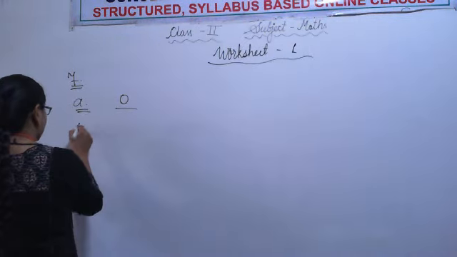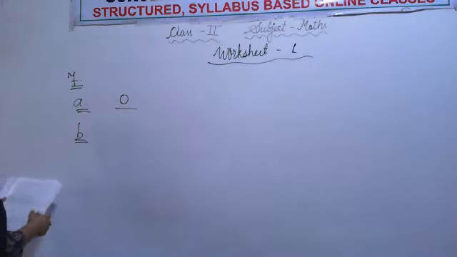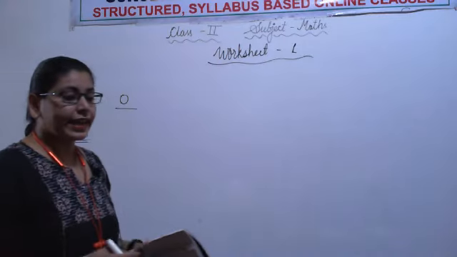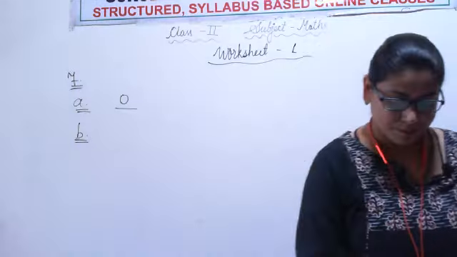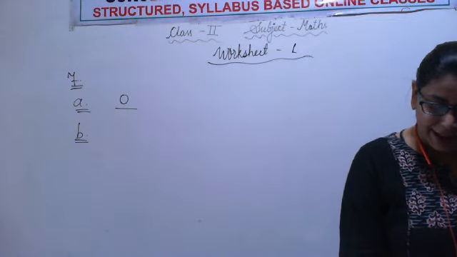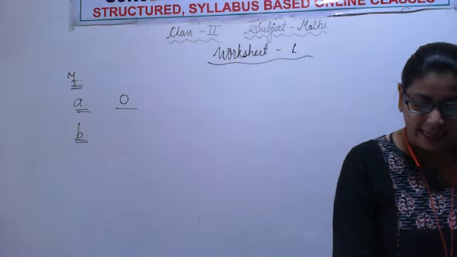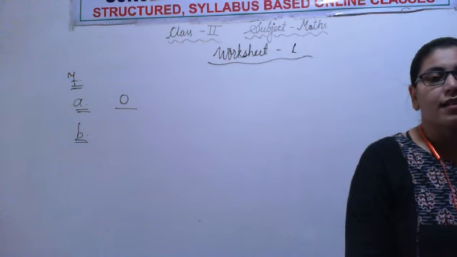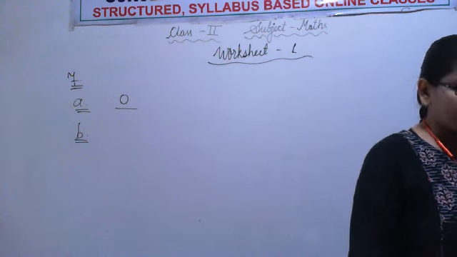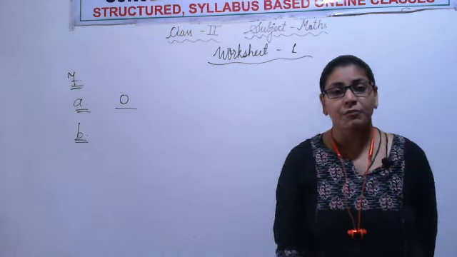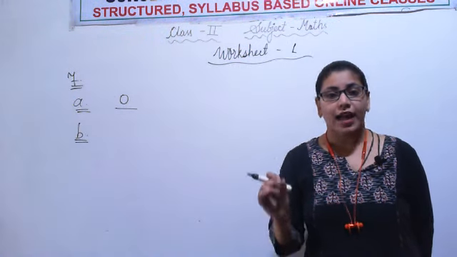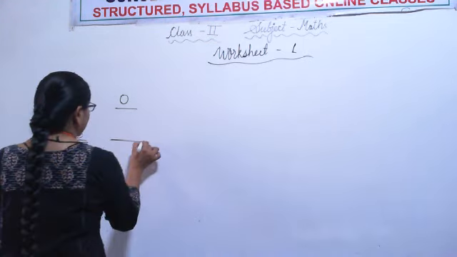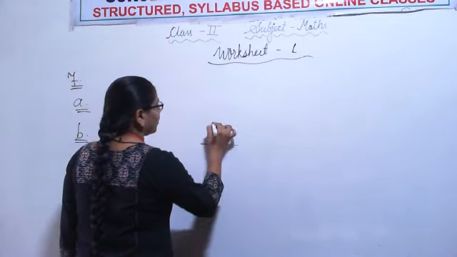Now the next one is any number multiplied by 5. This is again a property which we had done. Any number multiplied by 5 will give a product ending in either blank or blank. Remember the property, whenever we multiply any number by 5, the product ends with 0 or 5. So either 0 or 5.